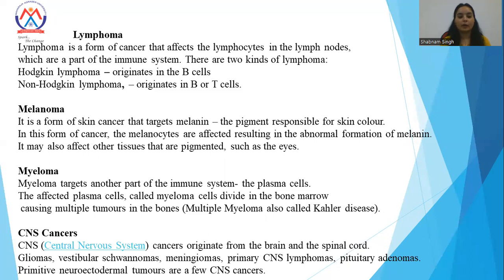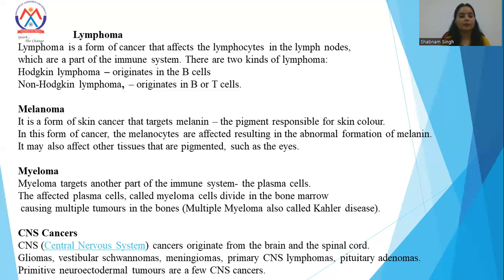Next, we will talk about melanoma. It is a form of cancer that targets melanin, the pigment responsible for skin color. In this form of cancer, the melanocytes are affected, resulting in the abnormal formation of melanin. It may also affect other pigmented tissues, such as the eyes.